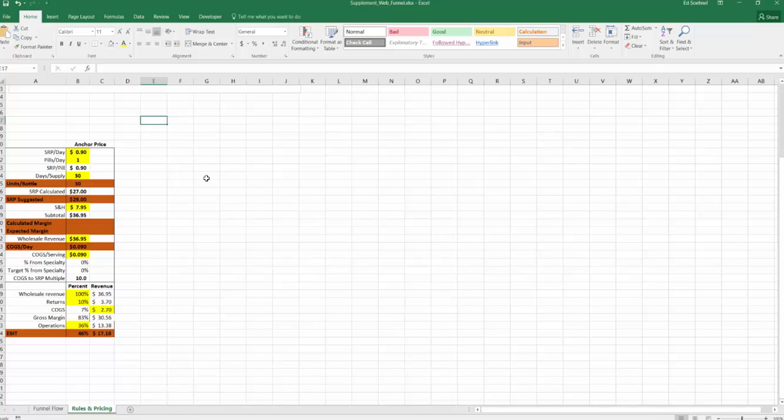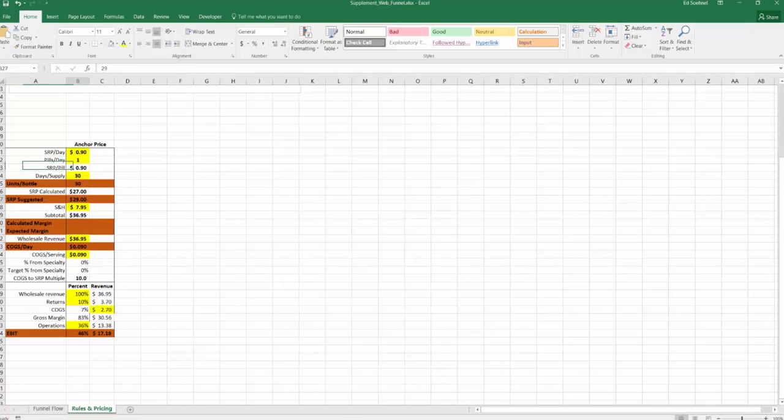Let me just quickly run through a basic P&L and applying some of those rules. And this, in fact, is my supplement P&L. So in this example, you've got your suggested retail price per day, pills per day that they would take as a serving size. So you've got the SRP per pill, day supply, how many units per bottle. So, these things start to calculate down.